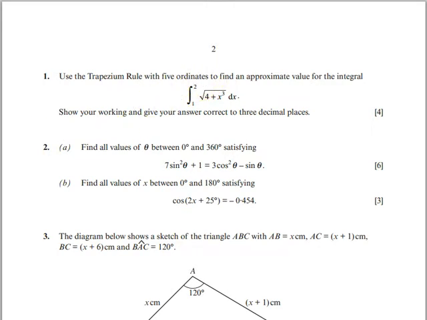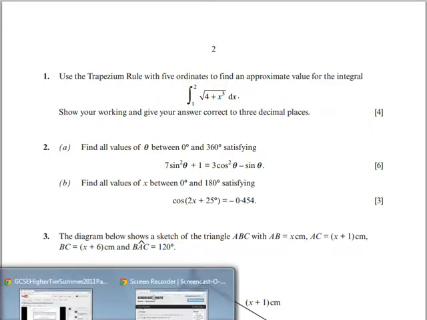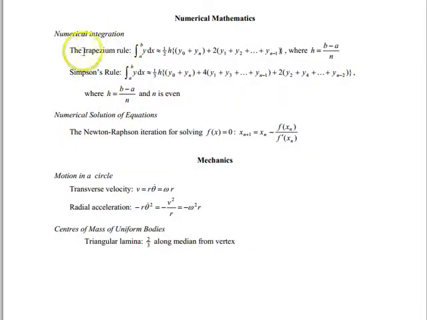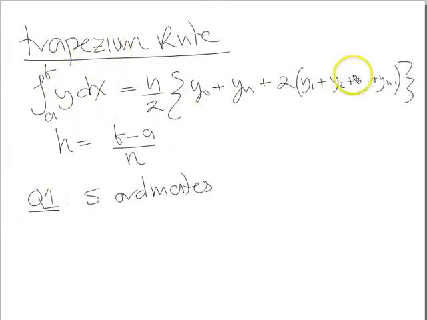So on the formula page, which is page 7, which is here, you'll see the trapezium rule listed there. And I'm going to copy that down into the notes because that's very small font there. So let's just copy that into the notes, and here it is here. We're told it's 5 ordinates, so I've already written that there.